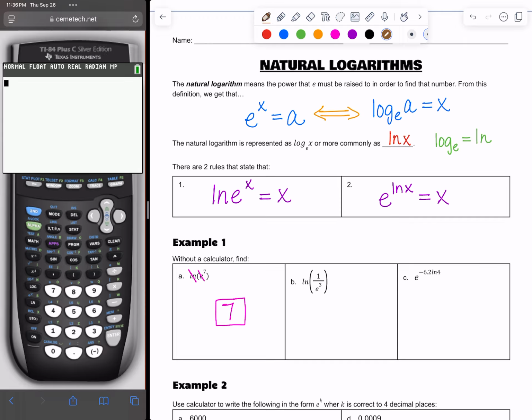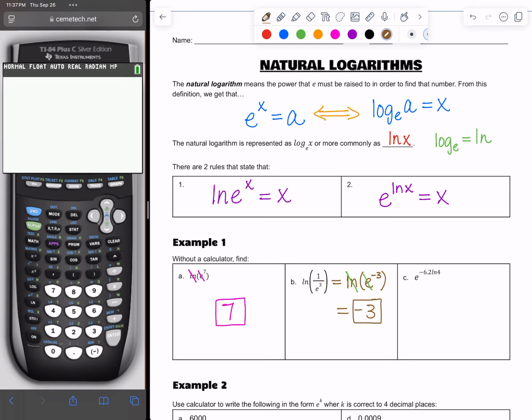we have the natural log of 1 over e to the power of 3, which we can change and call the natural log of e to the power of negative 3. That is using our laws of exponents to rewrite this as the reciprocal. And we know that the natural log and the base e will cancel, leaving us with our answer of negative 3.